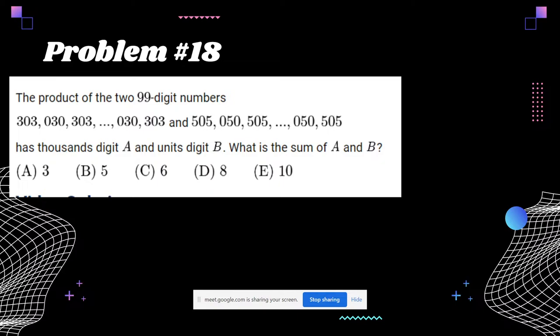So when they say thousand digit A, do they mean in the thousands place? Yeah. What they're asking is, this is the first 99 digit number. Of course you're not going to list out every single digit because that would be way too much, right? And this is the second, so it has a thousand.